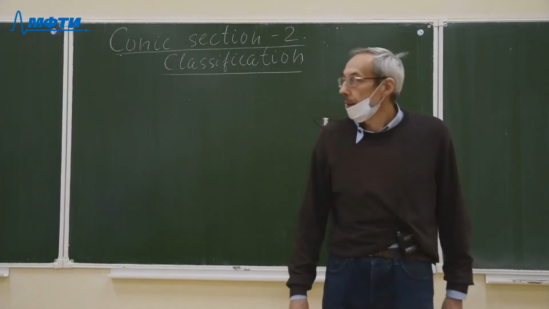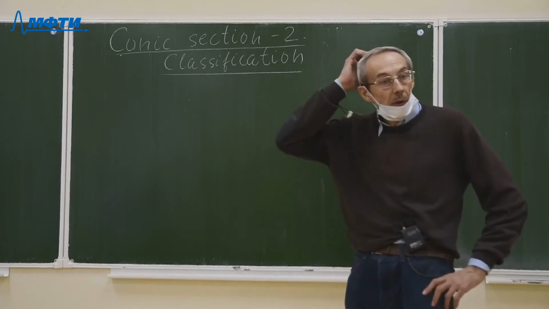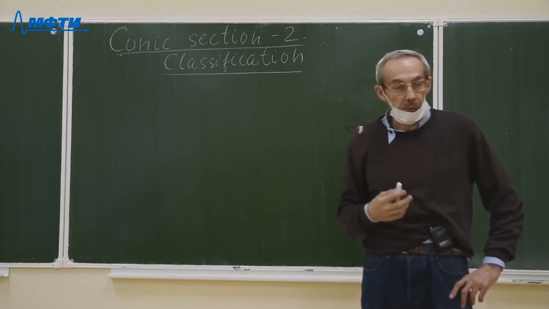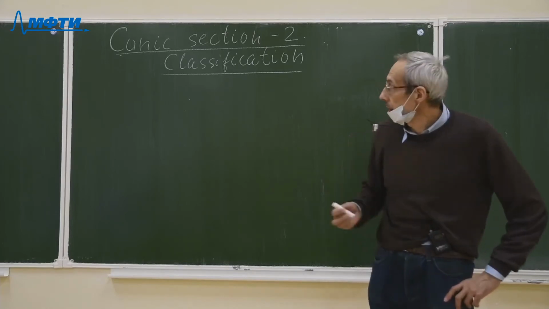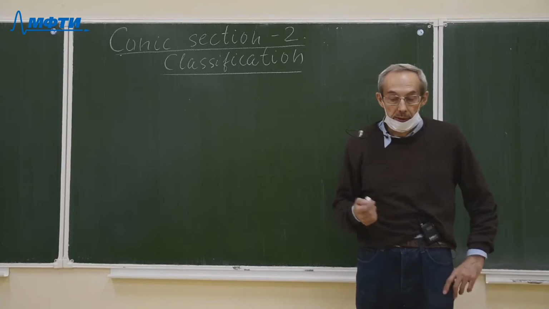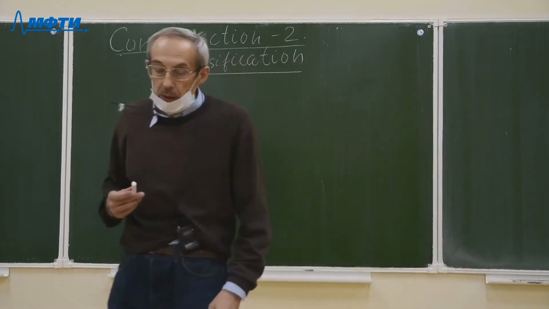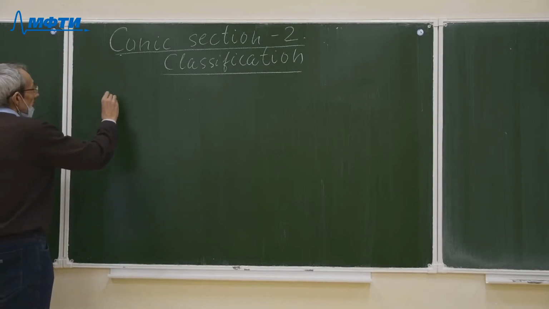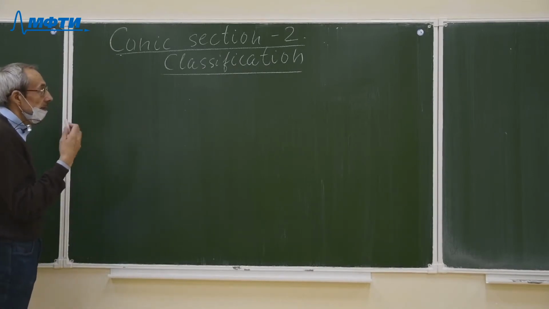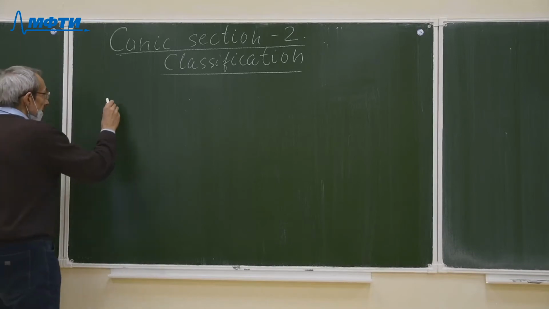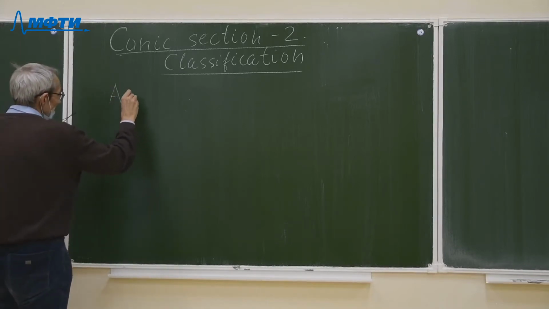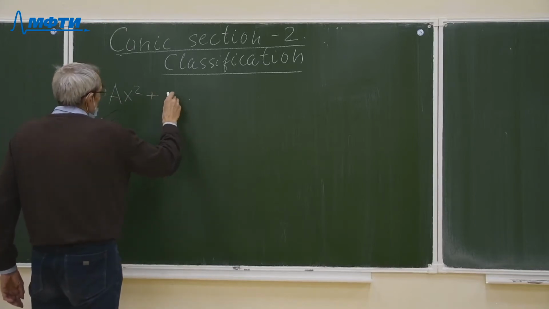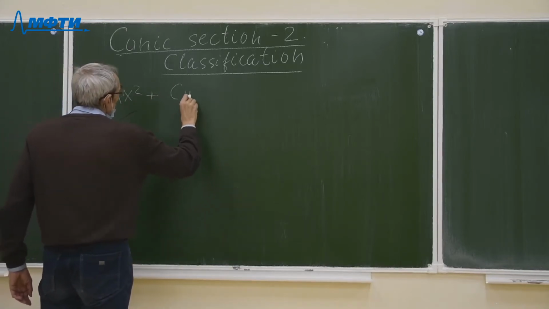Today we continue to consider the conic section, and the main claim of the first part of our lecture is the classification of conic sections. In the previous lecture, we considered the conic section in a partial case, namely, when the conic section is defined by the following equation.